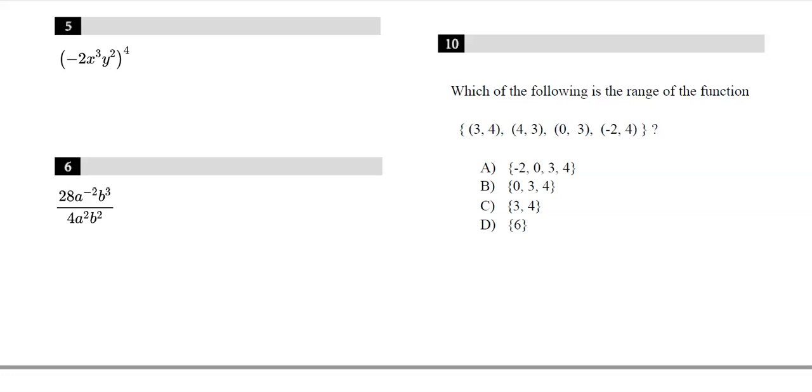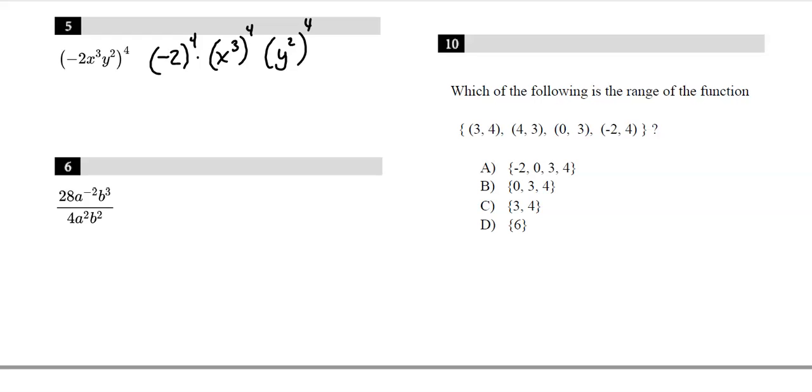So number 5, I'm raising a power to a power. Everything inside these parentheses needs to get raised to the 4th power. So I'm going to do this separately. I'm going to do the negative 2 raised to the 4th power. Be sure to put parentheses around it if you're using a calculator. Then I have to do x to the 3rd raised to the 4th. And then I have to do y squared raised to the 4th.